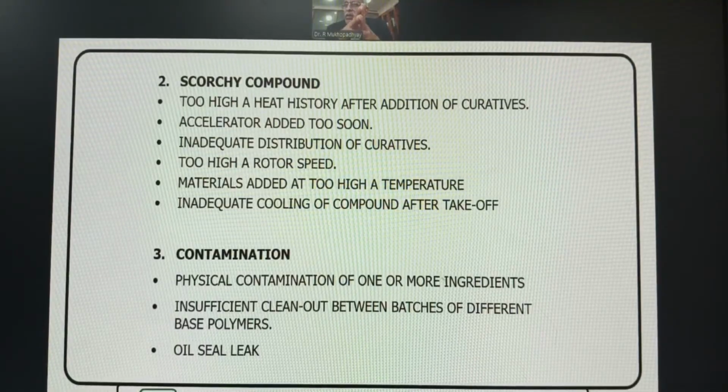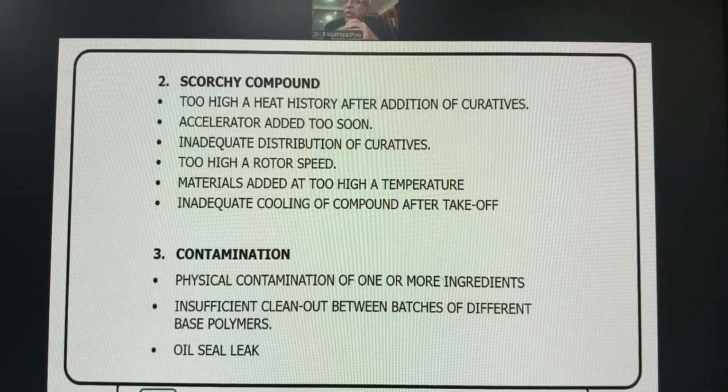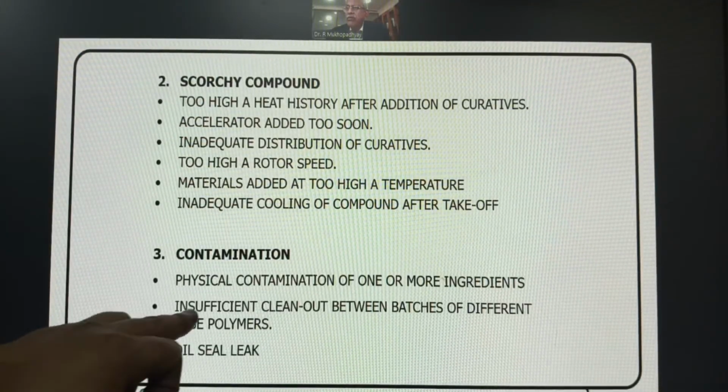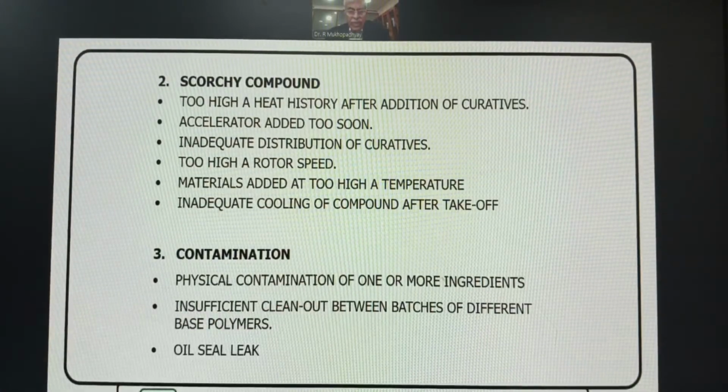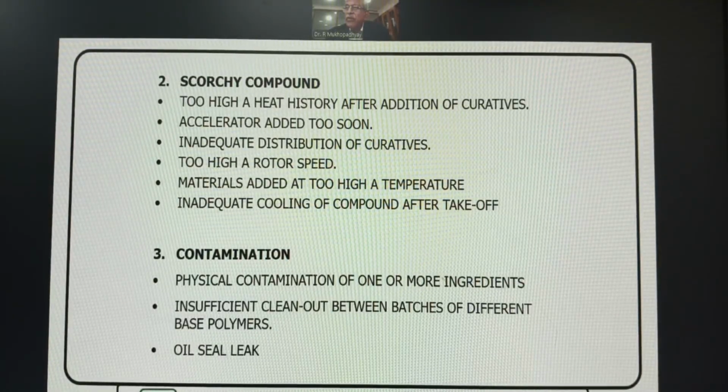Suppose, especially non-tire products are using nitrile rubber, they use either magnesium-coated sulfur or the sulfur is added at the beginning of the mixing cycle. Or the rotor speed is too high, the material is added at too high a temperature, or there is inadequate cooling of the compound, because in the case of the mill, the intermix or the Banbury, there is a cooling arrangement.